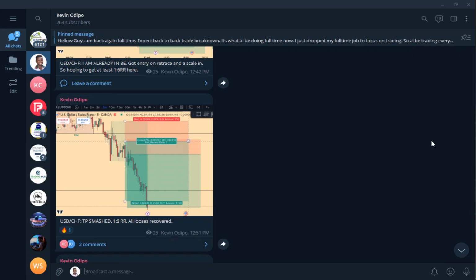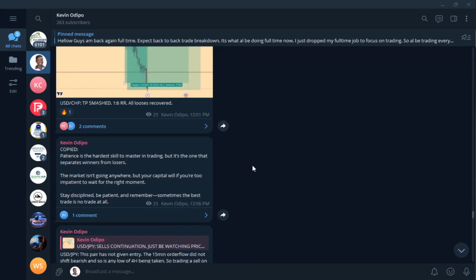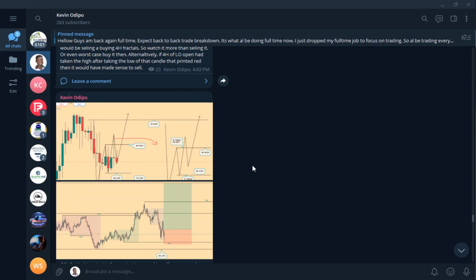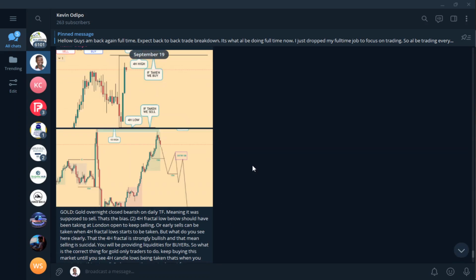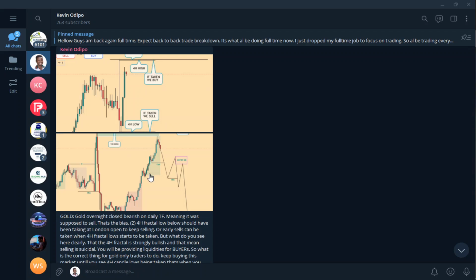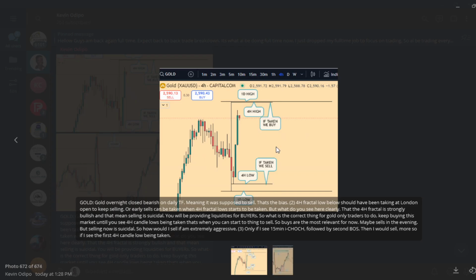Yes, so I got in there, and then again a similar trade that I wanted to show you is this gold. As you can see, gold is supposed to be selling. Ideally gold is supposed to be selling because this is our target. But when we wake up, what do you see? Instead of breaking structure downward, it is breaking upward. So we have no business trading.